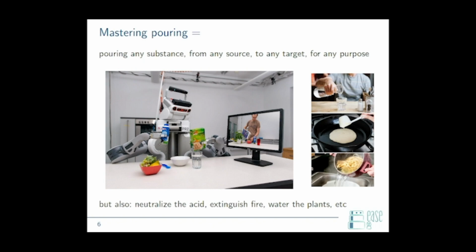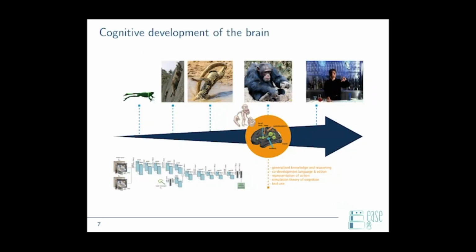So it is not surprising that this task is so complicated, because if we are looking at the cognitive development of the human brain, one of the main purposes we have our brains for is accomplishing these manipulation tasks successfully.